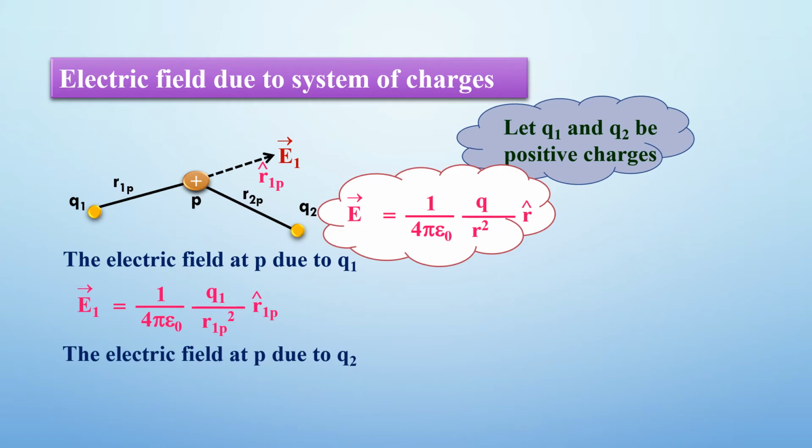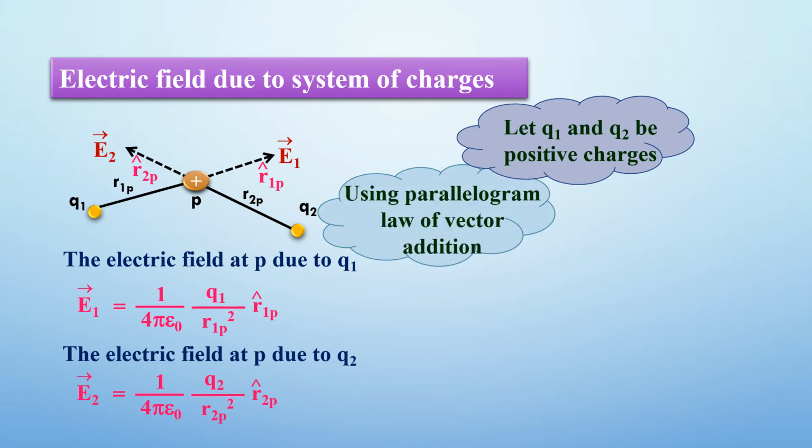Next, the electric field at point P due to Q2 should be in the direction as shown in the diagram, and we will call it E2, where E2 is 1 upon 4 pi epsilon naught Q2 upon R2P square into R2P cap, which is again showing you the direction of E2. Now it is seen E1 and E2 are in different directions, so we will use the principle of superposition to solve this.